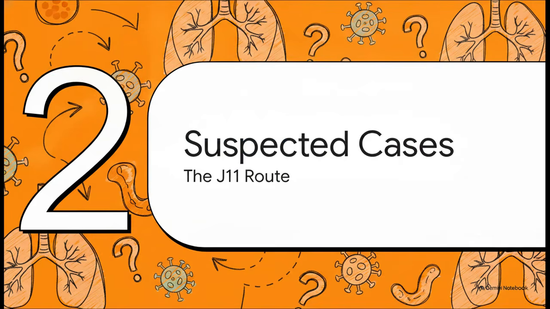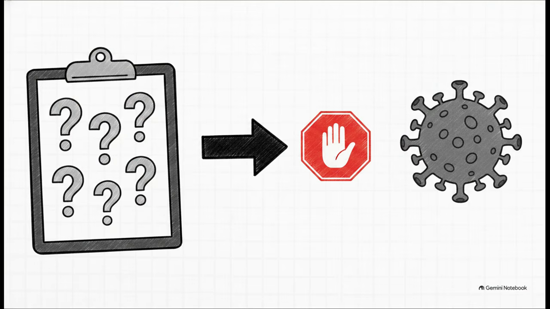Moving on to Section 2, Suspected Cases Default Rules, or what I like to call the J11 route. So what happens when the provider isn't entirely sure? Well, if a provider's documentation includes any of these trigger words, suspected, possible, or probable, when referring to avian, novel, or other identified influenza, you must immediately hit the brakes. You cannot assign a code from category J09 or J10. Instead, the guidelines strictly mandate that you default straight to category J11, influenza due to unidentified influenza virus.